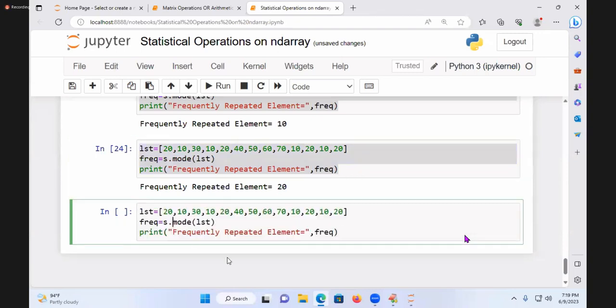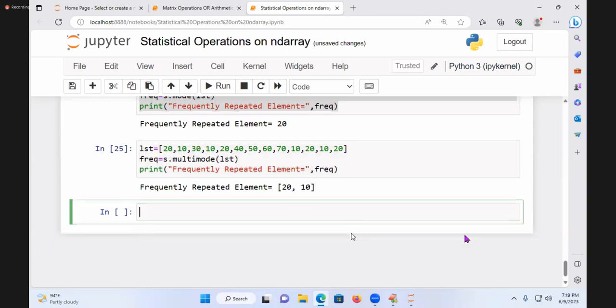Multi-mode. See, certain things now you have to get by yourself. Multi-mode. Multi means equal. 3 elements may be repeating the same number of times, 4 elements may be repeating the same number of times. That time how to get, sir? See, what elements are coming? 20, 10 or 10, 20, whatever it is, whatever order it is going to come. Are you following?